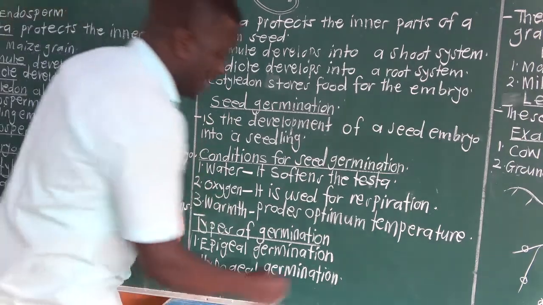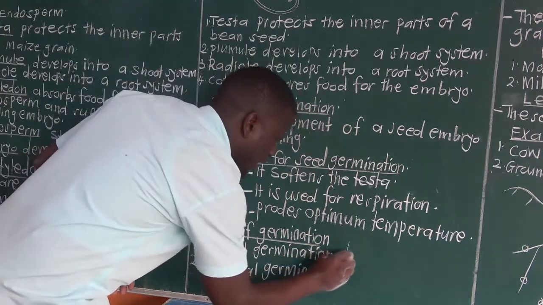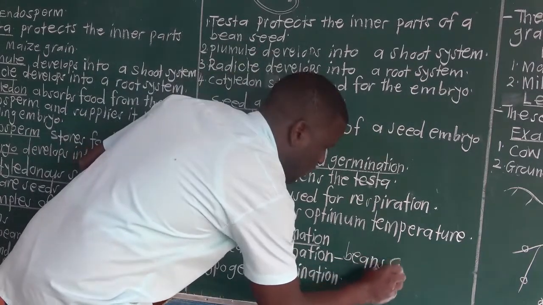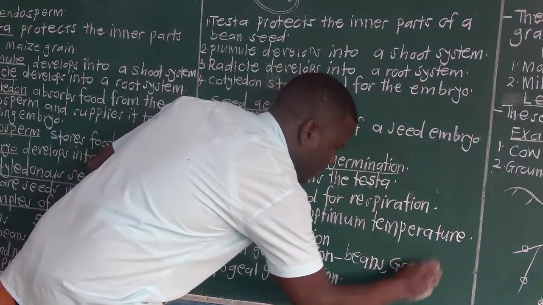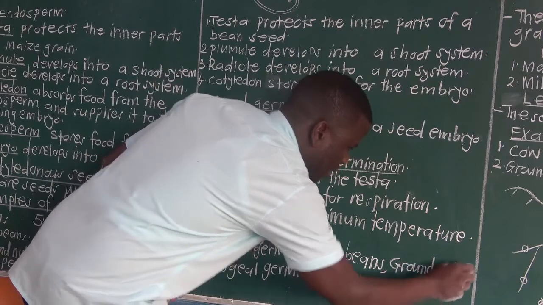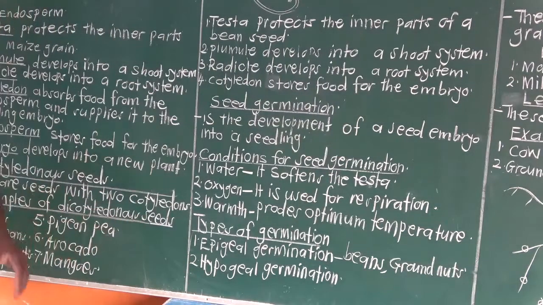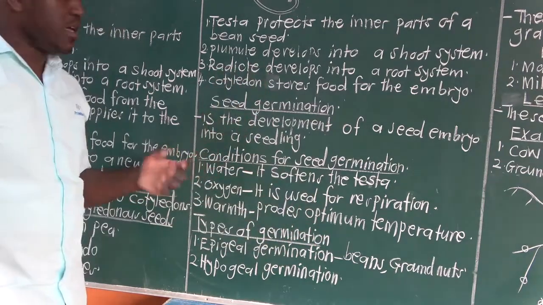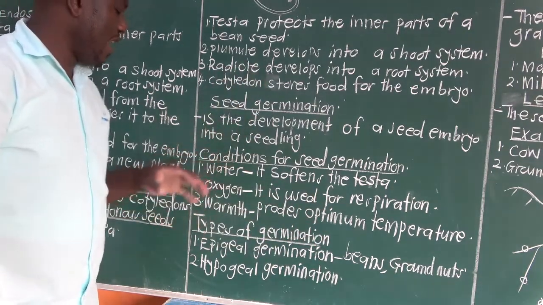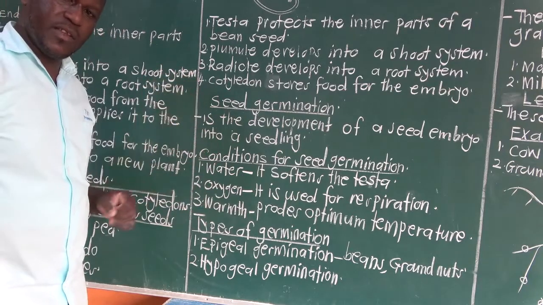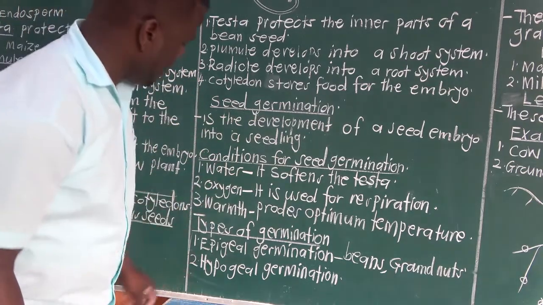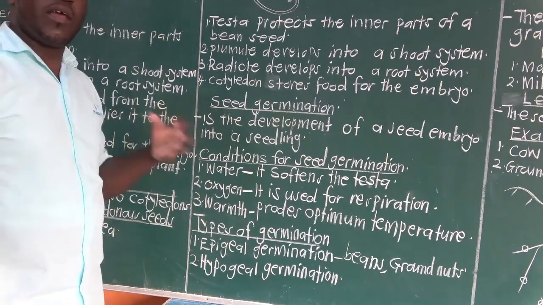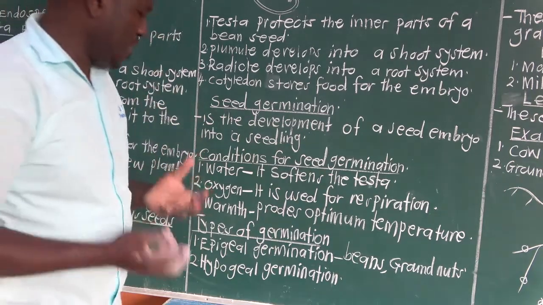Examples of plants which carry out epigeal germination, we have beans, we have groundnuts. They carry out epigeal germination. So when they germinate, the cotyledons come outside the ground. That's why we are saying they carry out epigeal germination. Epigeal germination is the type of germination where the cotyledons come outside the ground.